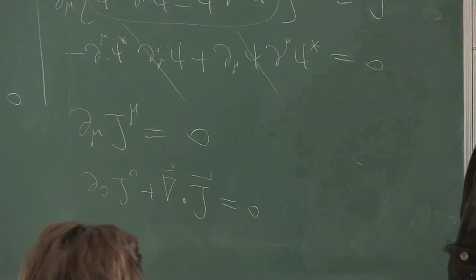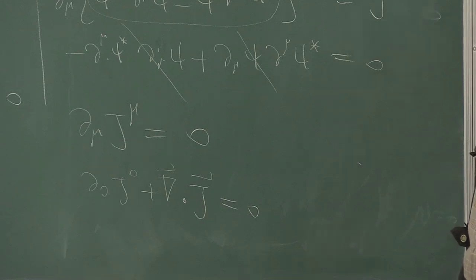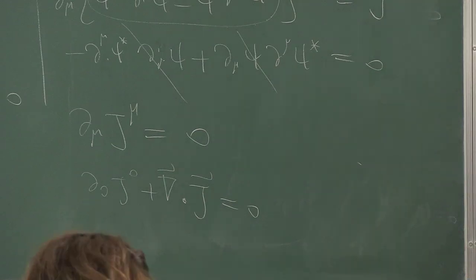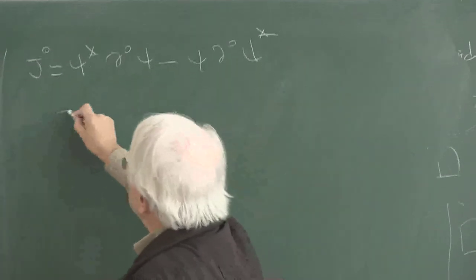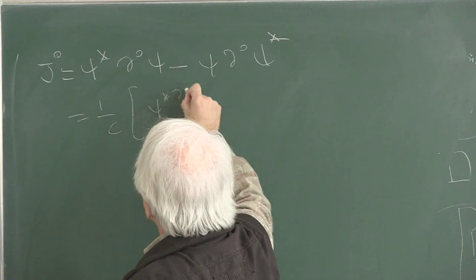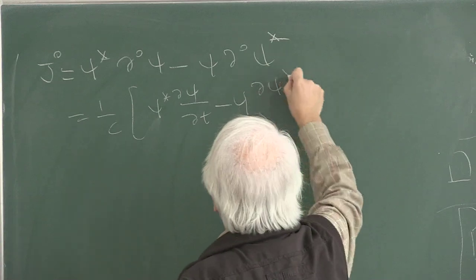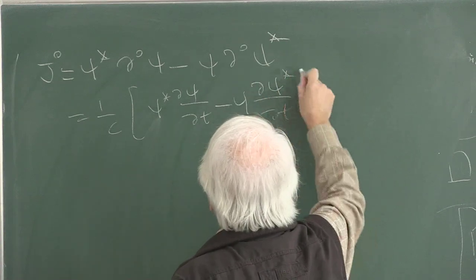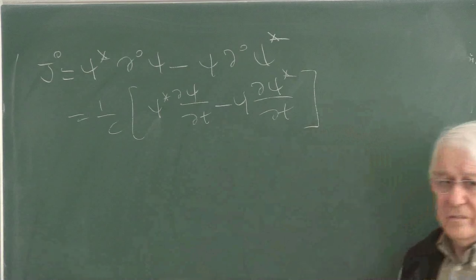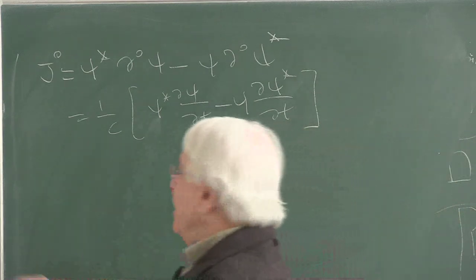J0: psi star D0 psi minus psi D0 psi star, which is 1 over c, psi star D psi dt minus psi D psi star dt. That's the first J0 term. What about the J vector?